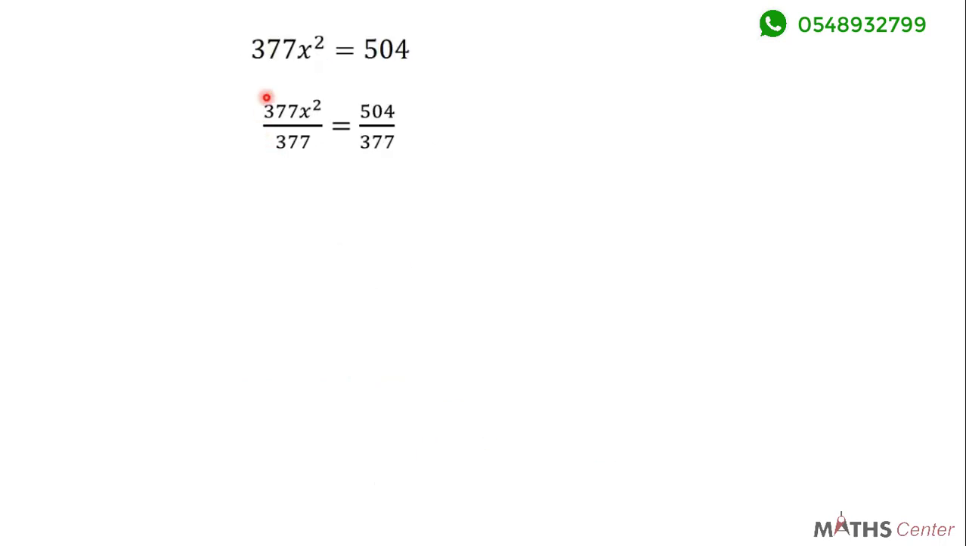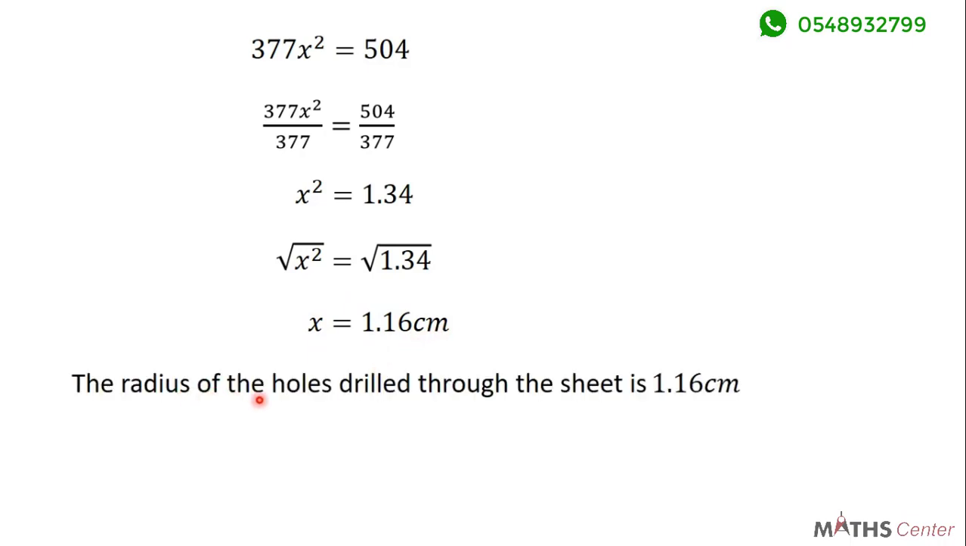So we divide the left hand side by 377, we divide the right hand side by 377, and this will give us x squared is equal to 1.34. We take square roots of both sides, and x will give us 1.16 centimeters. So that means that the radius of the holes drilled through the sheet is 1.16 centimeters.